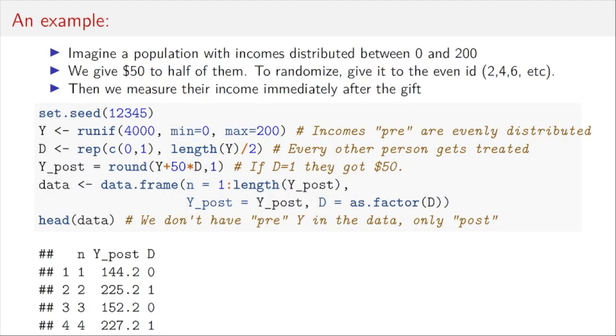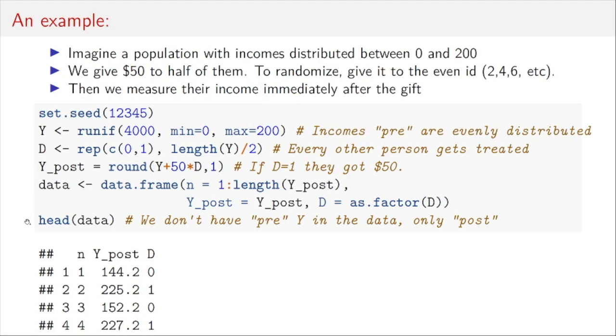So here's an example, which we're going to run as a simulation in R. Imagine you have a population with incomes distributed between 0 and 200. You decide to give $50 to half of that population. In order to randomize, we give it only to the people that have an even ID. And then we measure their income immediately after they've received the gift. Here you have some code that sets this up. This is the original Y, this is the dummy that defines who gets treated, and this is the Y after they get treated. We make this into a data frame.